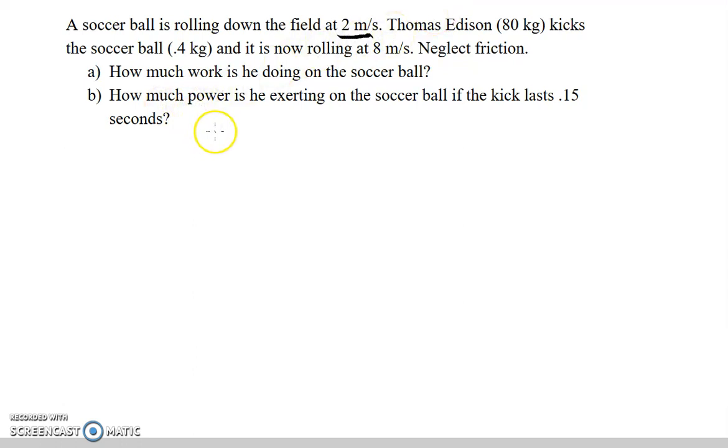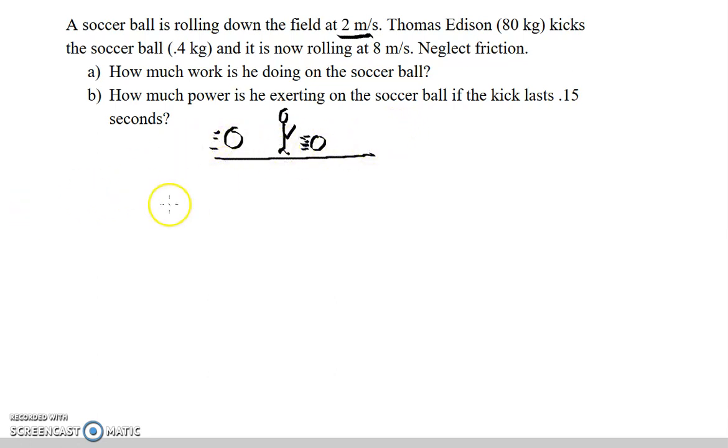So let's draw this out. We have Thomas Edison, and we have a soccer ball. I'll just draw the soccer ball first. So we have the soccer ball by itself, and then Thomas Edison comes along. Little known fact, Thomas Edison loved to play soccer. So we have the soccer ball, Thomas Edison comes along, kicks the soccer ball, and then it's moving even faster. That's really the situation that we have.